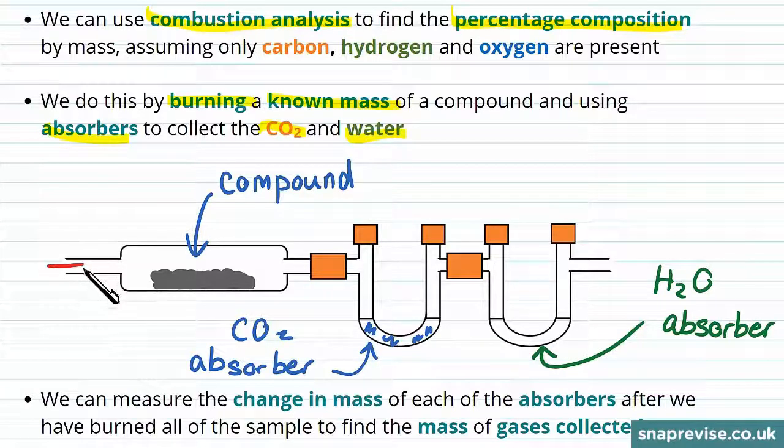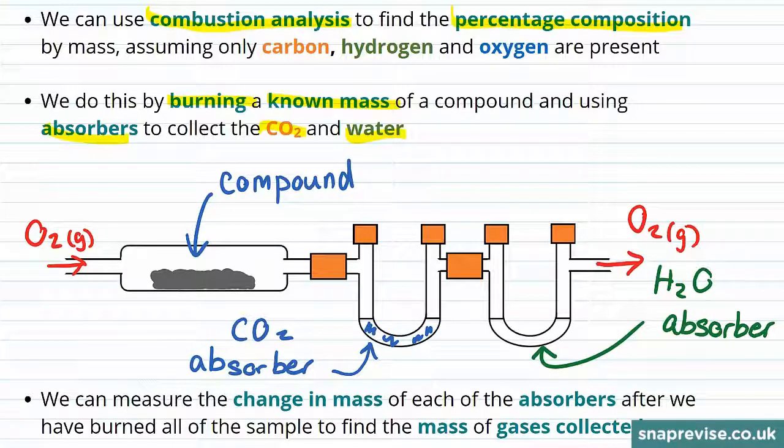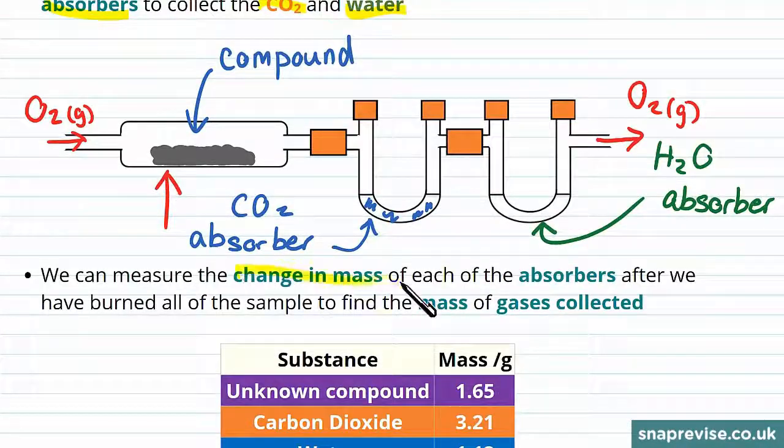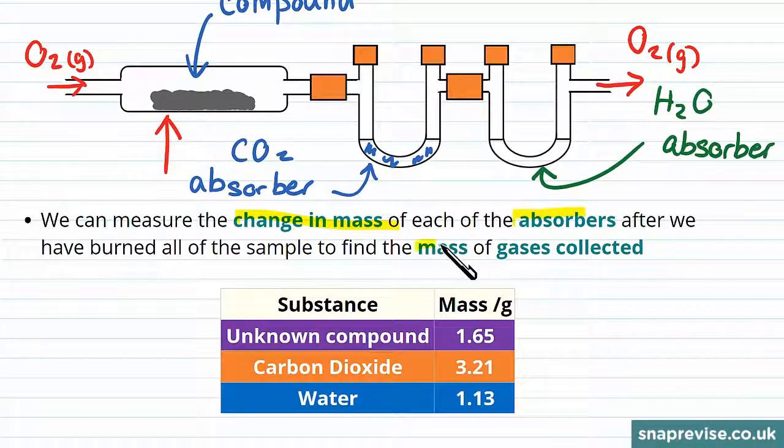We have an input for oxygen at the start because we know we need oxygen to be able to combust anything, and we have an outlet at the end for any unused oxygen to be able to escape. The way we carry out combustion analysis is to apply heat to this chamber here and burn the compound. During the combustion, we'll generate the CO2 and the water, and these will get caught in the absorbers. We then measure the change in mass of each of the absorbers after we've burnt all of the sample, and then we can find the mass of the gas collected, because any change in the mass of these middle parts is going to come from the gas that's been trapped in them.